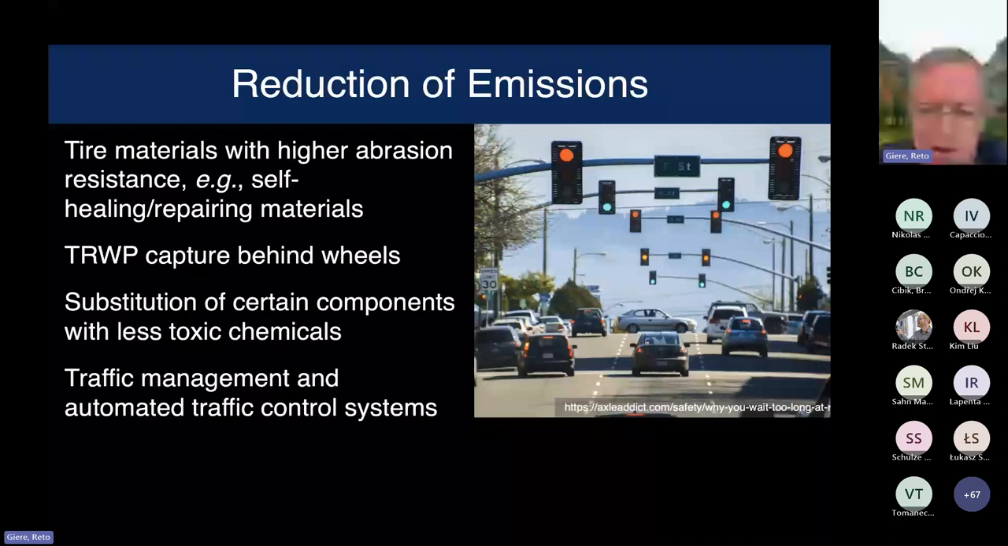I think that's a promising avenue going forward. Another potential gadget that could be installed is a capturing device behind the wheels. This could be a simple cup that the wheels would have to collect part of the tire particles or to significantly reduce the emissions. The next point, I just mentioned that some of the components in tires, some softening components, some anti-ozonants and things like that, could perhaps be substituted with less toxic chemicals.